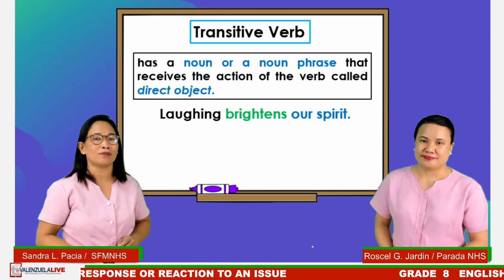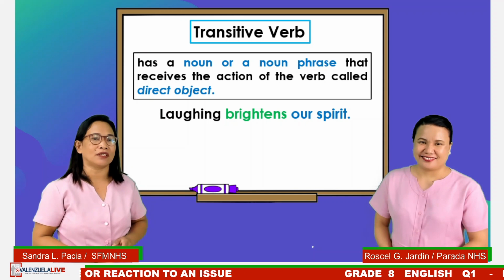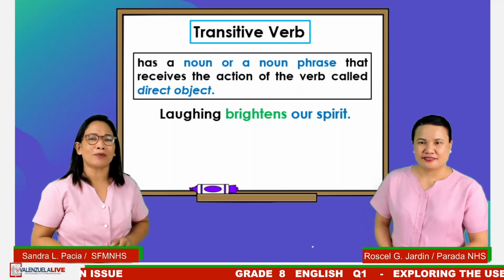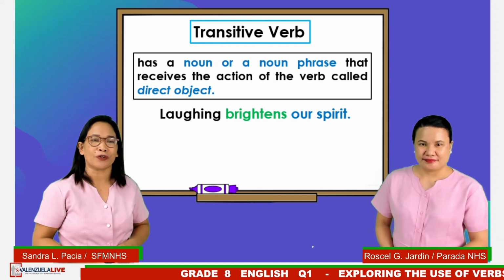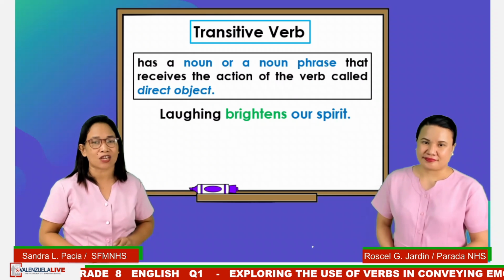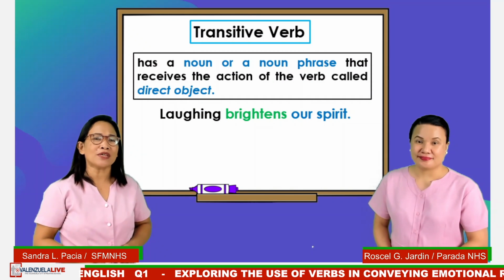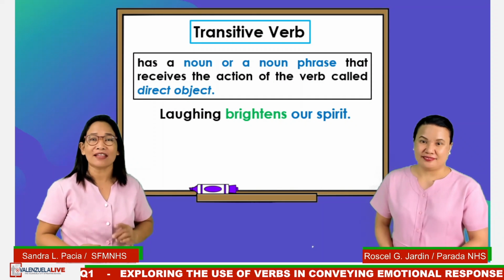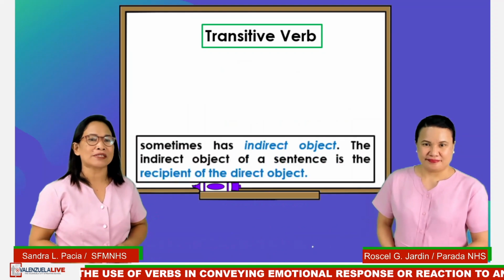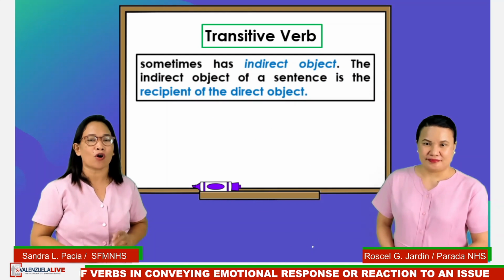called direct object. For example, laughing brightens our spirit. The word brightens is the transitive verb and our spirit is the object receiving the verb's action. The direct object answers the question, what does laughing brighten? Transitive verb sometimes has indirect object.